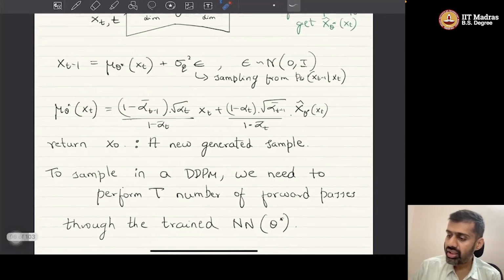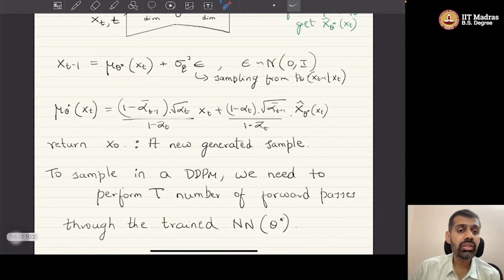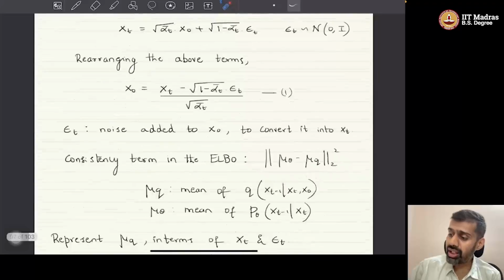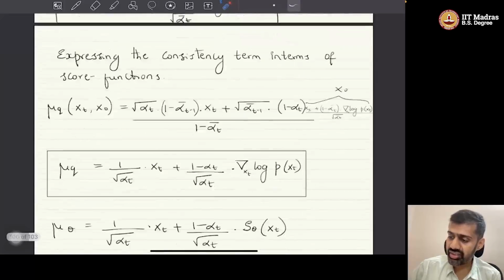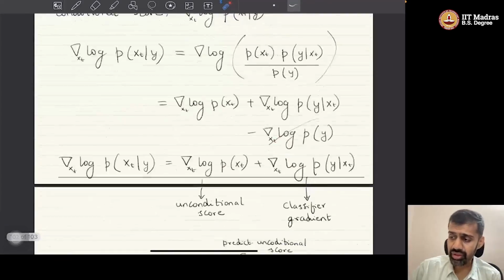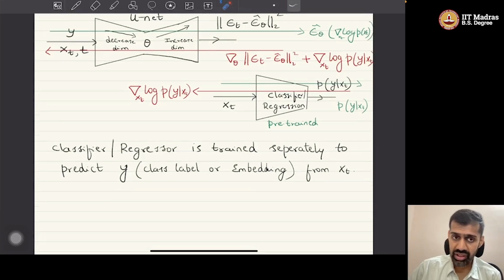So here this mu theta star is simply replaced by whatever reparameterization that we did for mu theta star. That's it. Okay, so nothing has changed. Okay, so now coming back to the conditional generation case, again the same thing happens, the exact same reparameterizations.